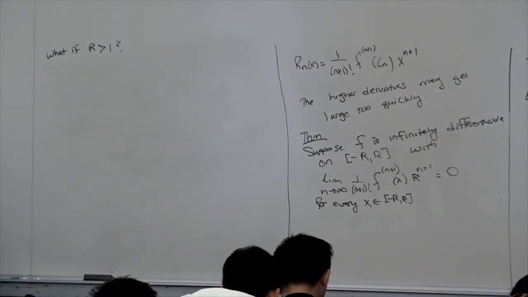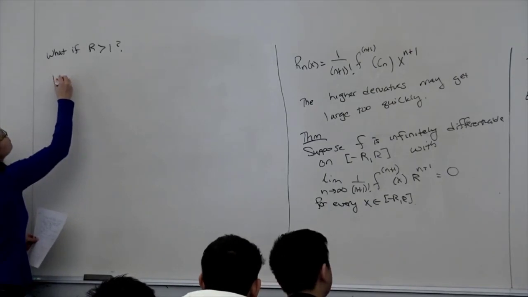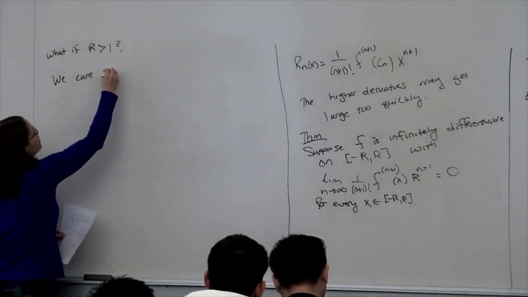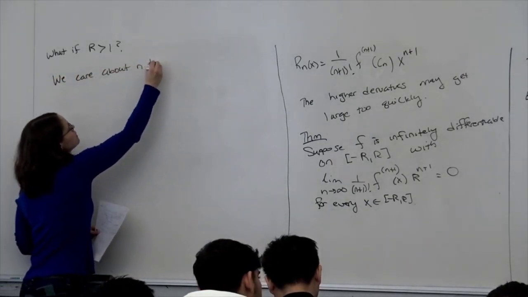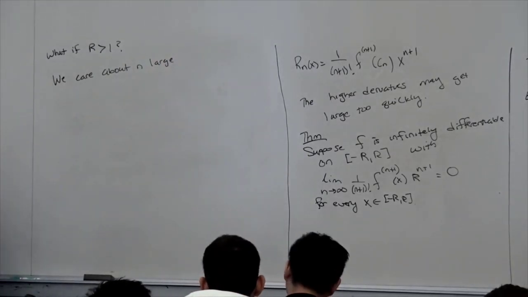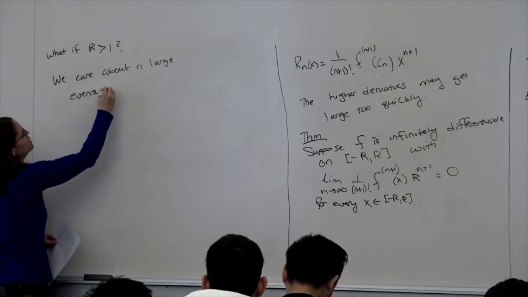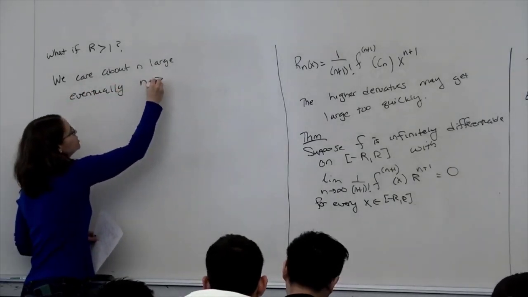So r is some fixed number. r is the number that we picked to be our domain space. We care what happens when n is large. So we care about n large. And certainly, n will eventually get much larger than r. So eventually, n is much bigger than r.